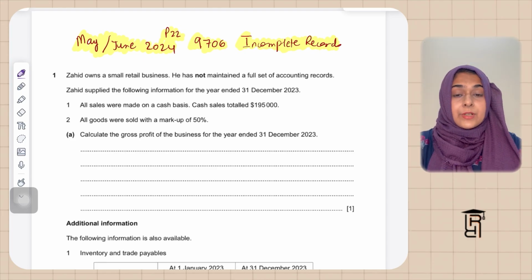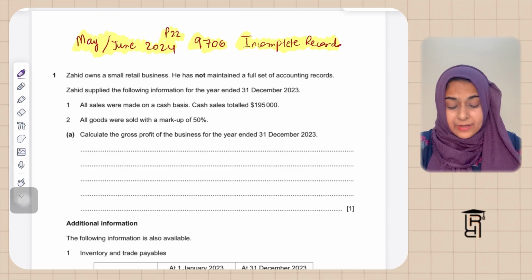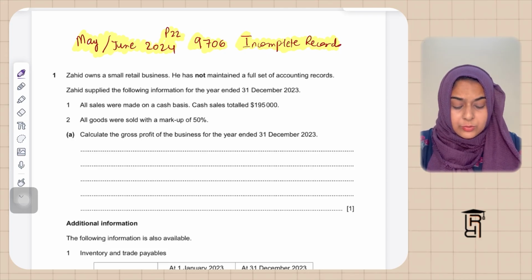Their year starts on 1st January 2023. They're saying all sales were made on a cash basis. Cash sales total 195,000, which means total revenue here is 195,000. All goods were sold with a markup of 50%.